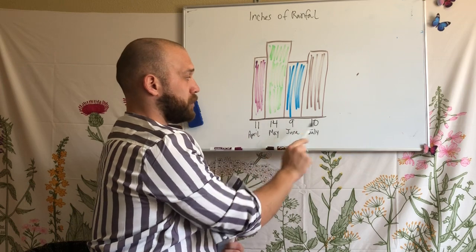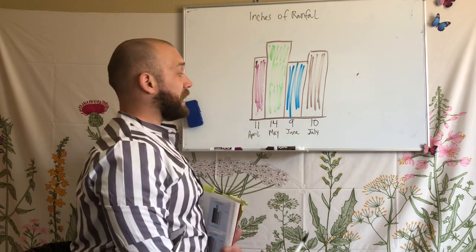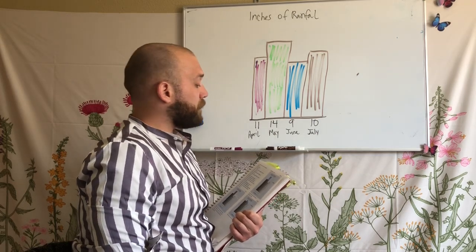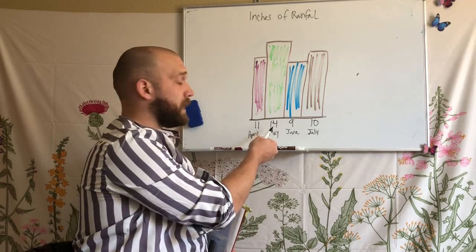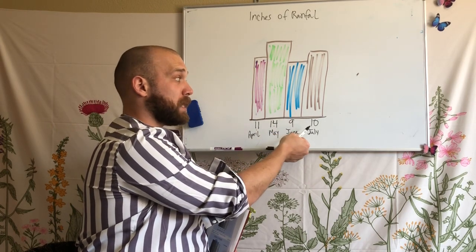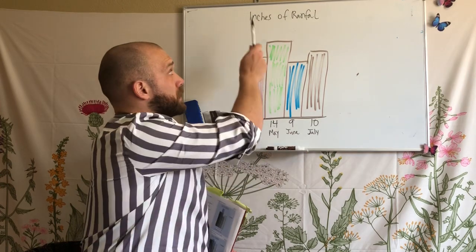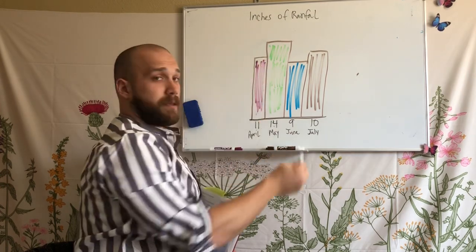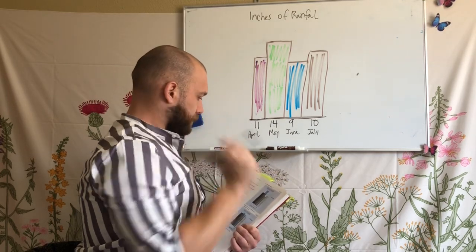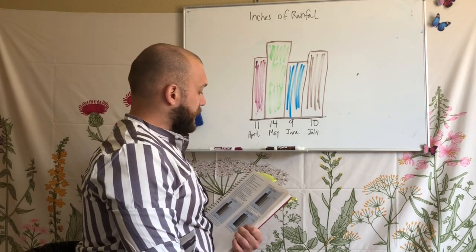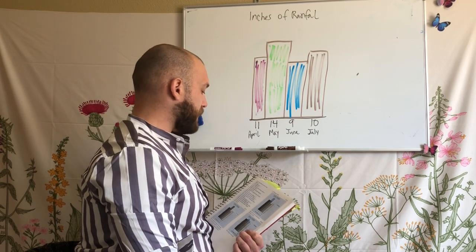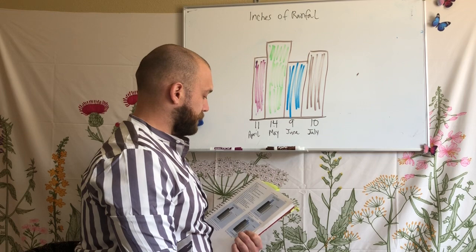We have April, May, June, and July. In April, we had 11 inches of rainfall. So, how many inches of rain fell in May? 14. How many fell in June? 9. How many inches in July? 10. Remember, this is inches of rainfall each month. How many months? 4 months. Keep that in mind. So, in part A, figure out the average number of inches for a month.